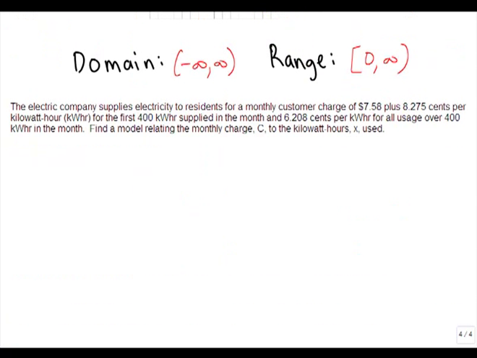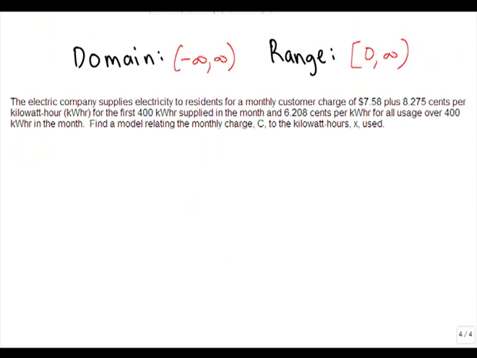Okay, one last example here is a word problem. What we want to do is come up with a formula of a piecewise function that would model this situation. So here's the problem. We have the electric company supplies electricity to residents for a monthly customer charge of $7.58 plus 8.275 cents per kilowatt hour for the first 400 kilowatt hours supplied in the month, and 6.208 cents per kilowatt hour for all usage over 400 kilowatt hours in the month. Find a model relating the monthly charge C to the kilowatt hours X being used.